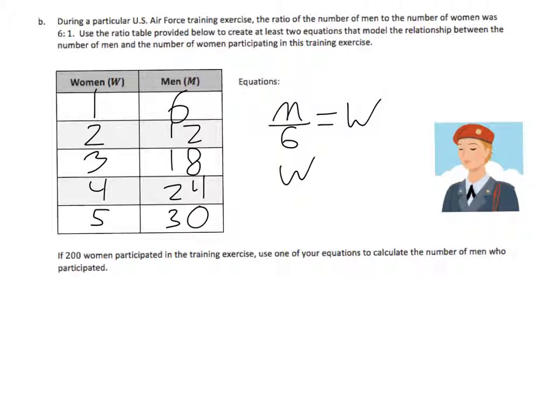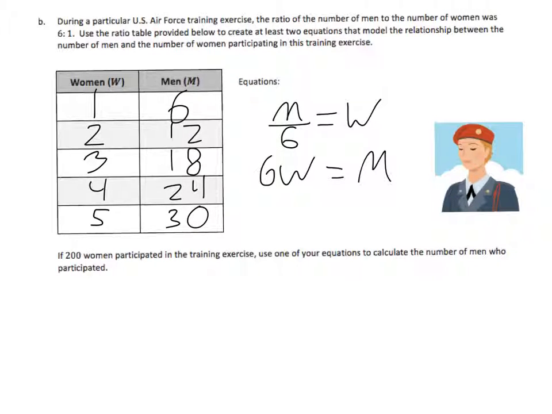Well, let's look at it now from the women's side. How would I turn the women into the men number? So how would I turn the 1 into a 6, or the 2 into a 12, or the 3 into the 18? Well, I would multiply by 6. So 6 times the number of women is going to equal the number of men. So there we go. We have created two equations.